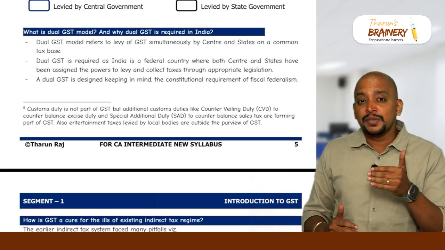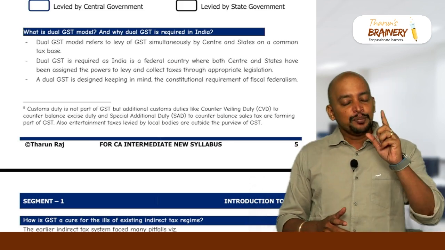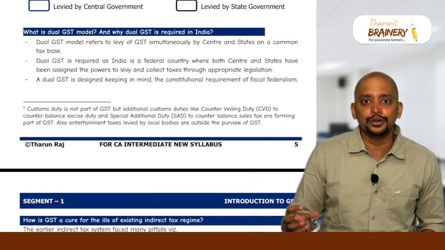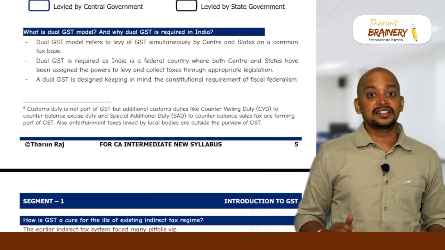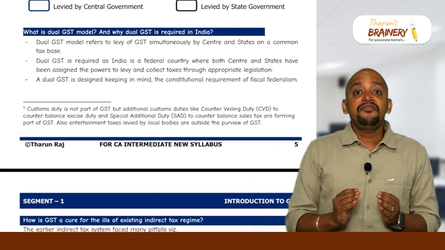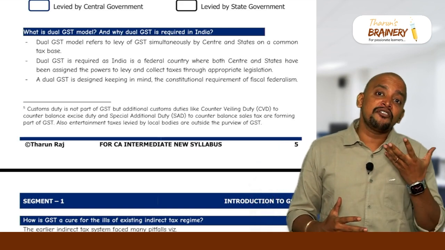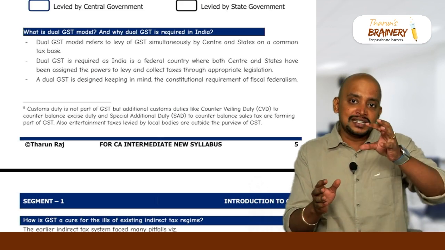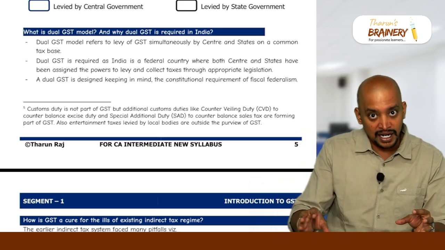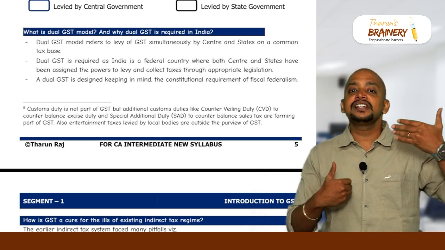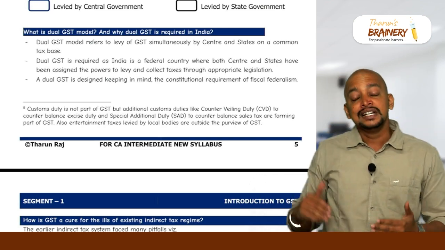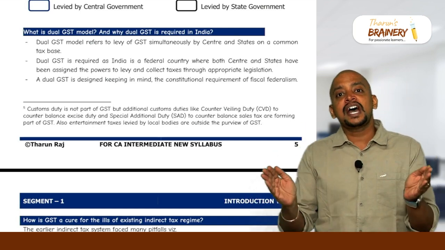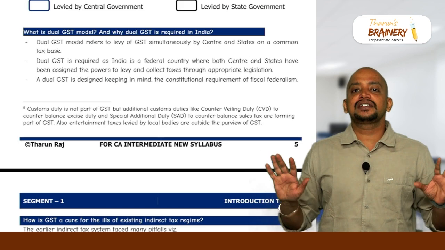Why is GST made a dual tax model? Because, see, state governments also require revenue to meet their expenses. Because India is a federal country. What is the meaning of a federal country? Where the powers are divided between the central government and the state government, and central government is required to do certain activities, state government is required to do certain activities, and they both have certain powers, demarcation of powers.